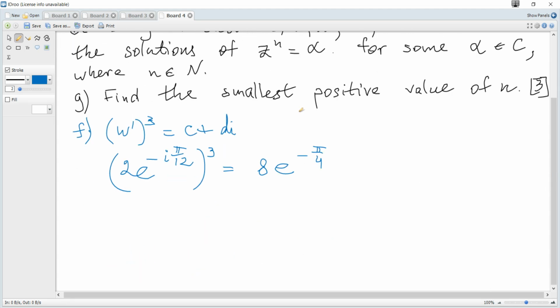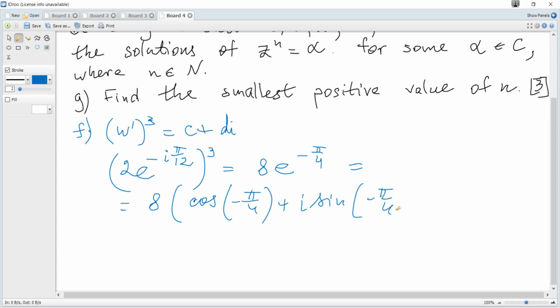Pi over 4 is 45 degrees, so it will be easy to calculate, just applying a formula to get the Cartesian form. The formula is given in the data booklet, and it says that it becomes modulus times cosine of negative pi over 4 plus i sine of negative pi over 4.